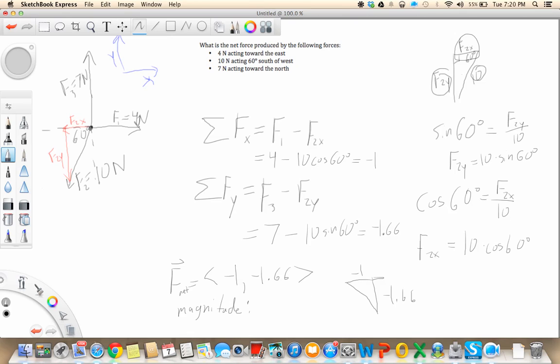So this is, of course, going to be a right triangle, because x and y are always perpendicular to each other. Use the Pythagorean theorem, and that will give you the magnitude. And I don't have a calculator on me, so I'm going to leave that to you, but I trust that you can handle that much.